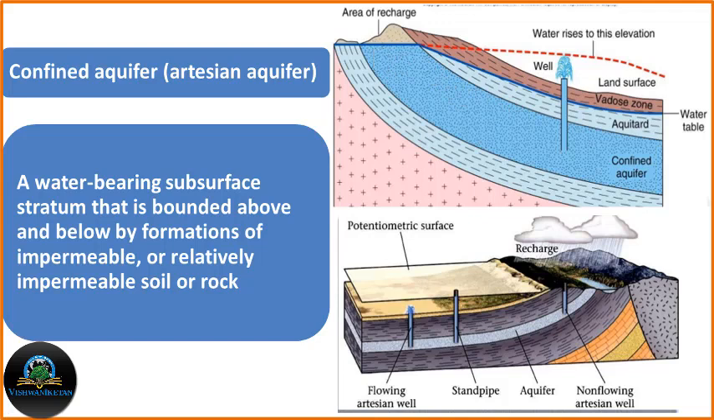To become a confined aquifer, an artesian aquifer, there are three conditions which are necessary. First, there must be some recharge area. This is the recharge area. Unless this porous aquifer is exposed to the ground surface, it may not recharge. So it must be exposed to the surface.